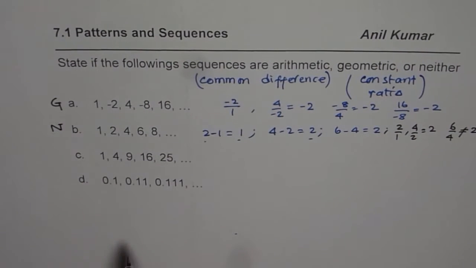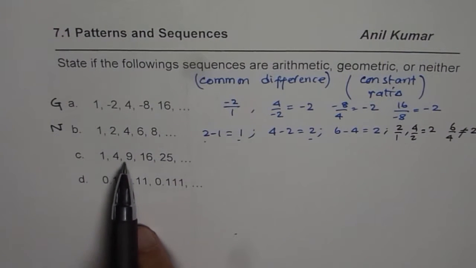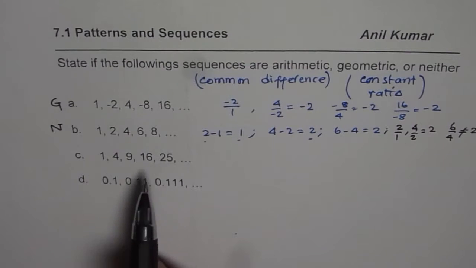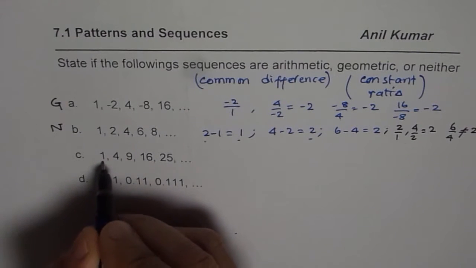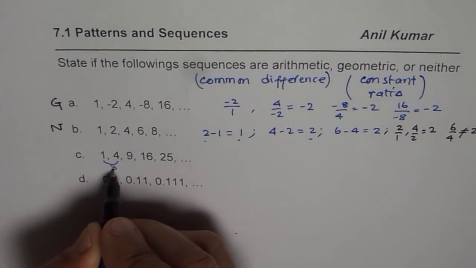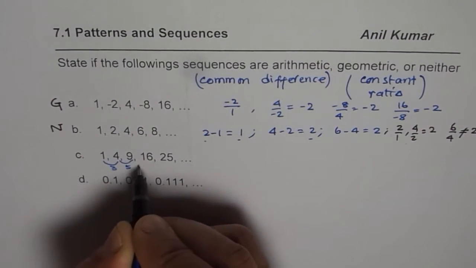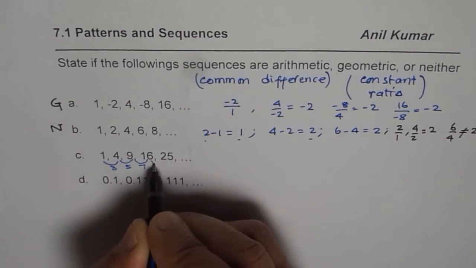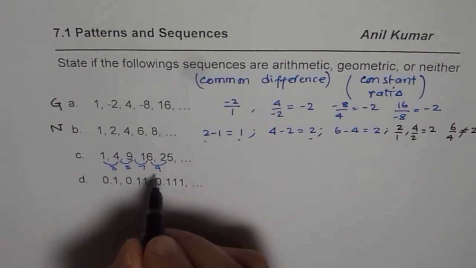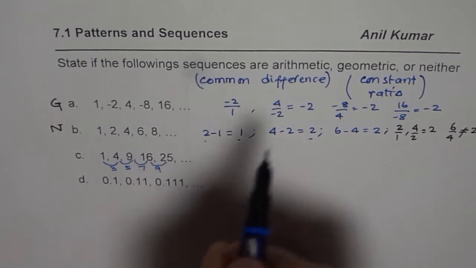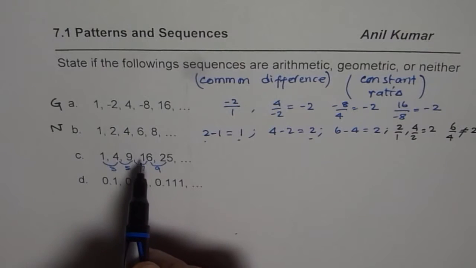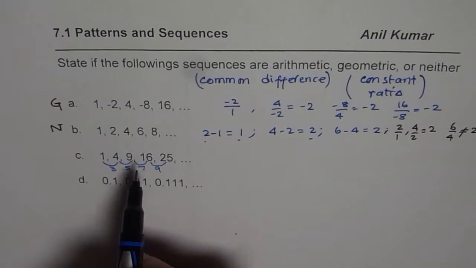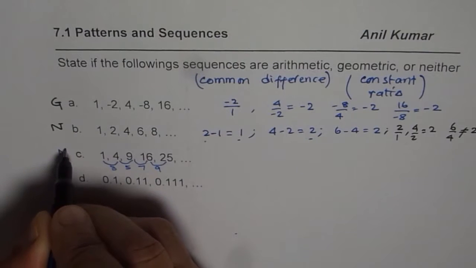Okay. Now we have 1, 4, 9, 16, 25 and so on. Now let me write the difference this time right there with the sequence. If you go from one to the next one, it is 3, and then here it is 5, and then we have 7, and this is 9. So the difference is constantly increasing, but it is not constant, right? So it is not arithmetic. And as far as the ratio is concerned, we can clearly see there is no fixed ratio, correct? Therefore this one also is neither.